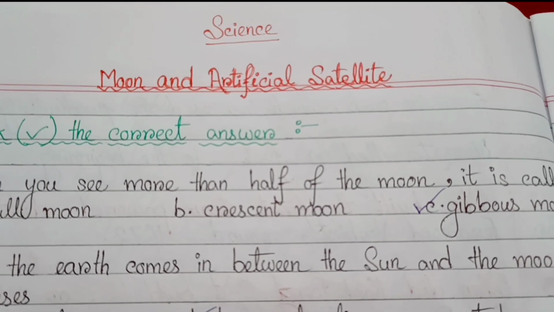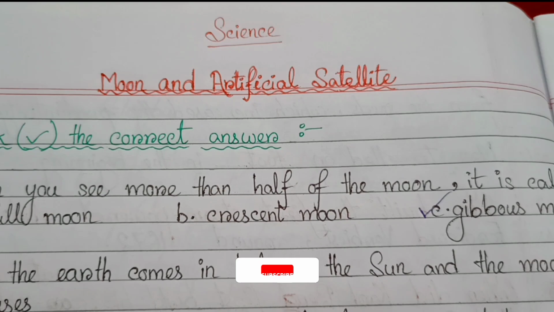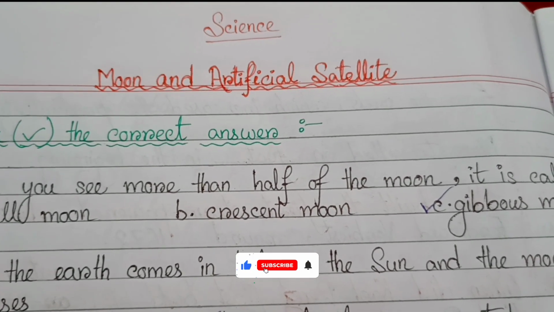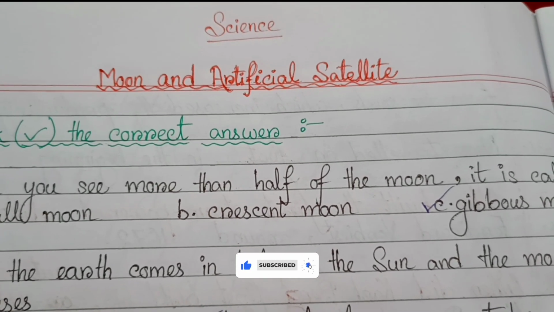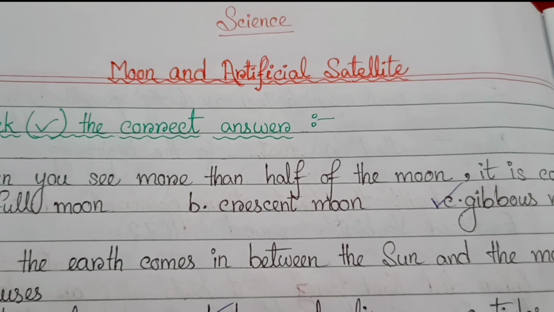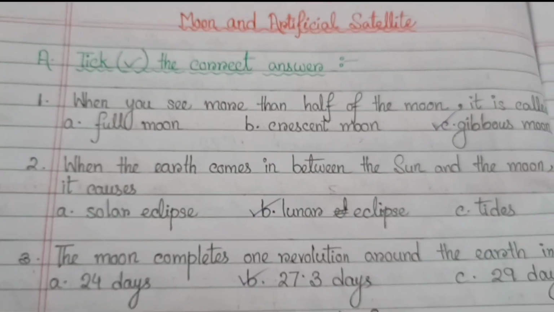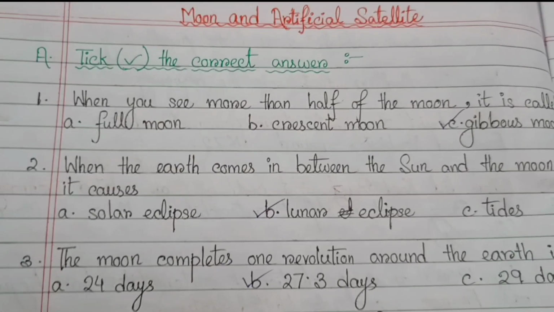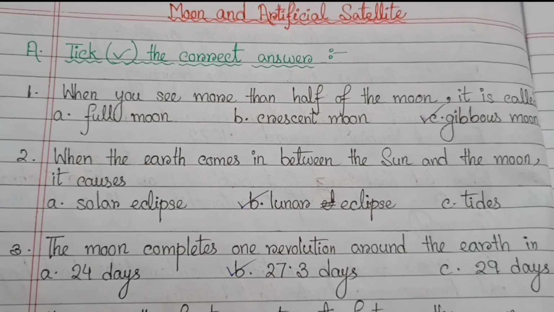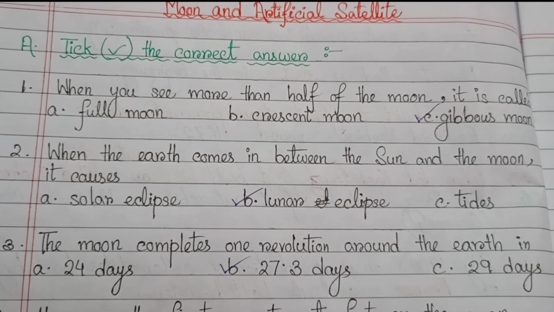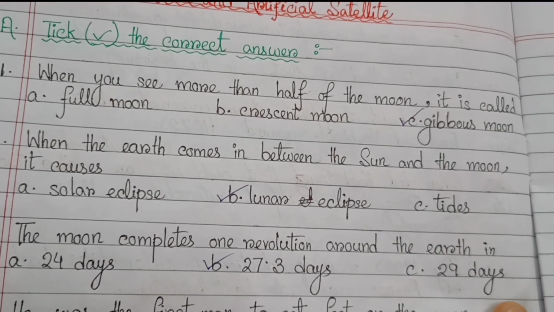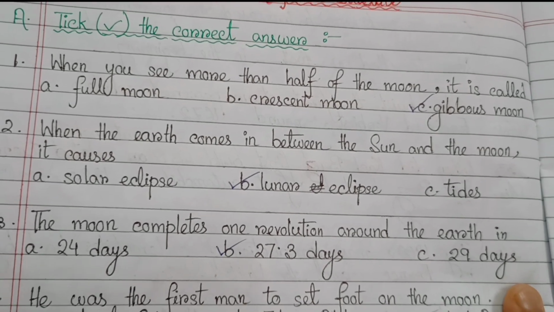Today I'm going to give you the exercise question answers from the chapter Moon and Artificial Satellite, Class 5 Science book, West Bengal Board. So let's start. Number A, tick the correct answer. Number 1, when you see more than half of the moon, it is called answer C, gibbous moon.